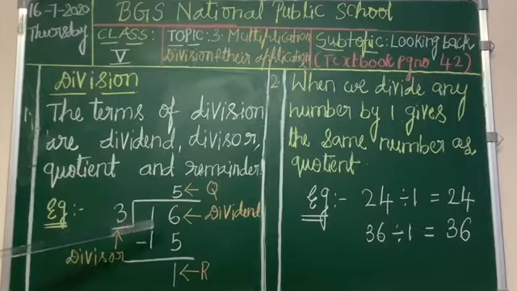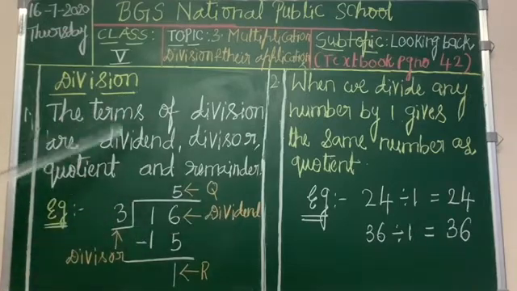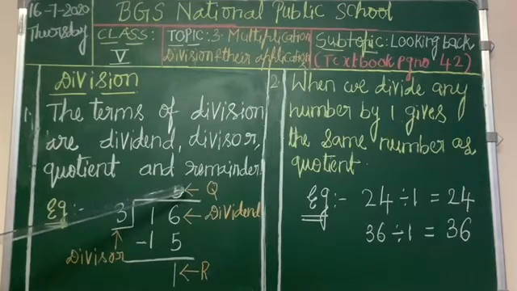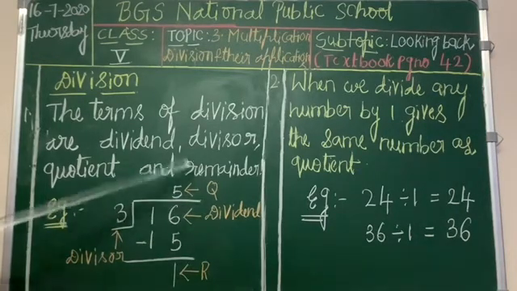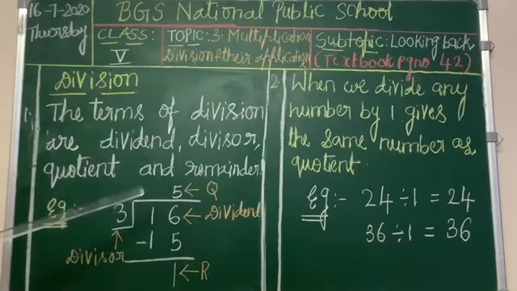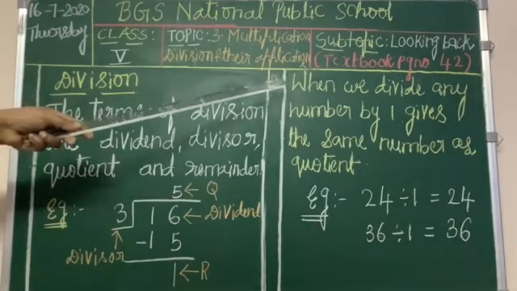I will repeat again, the number which you are dividing, that you will call it as a dividend. Okay, the number by which you divide, that you will call it as a divisor, and the answer which you are getting, you will call it as a quotient, and after division which is left over, that you will call it as a remainder. These are the 4 terms of division, children. Okay, now we will see the second property.